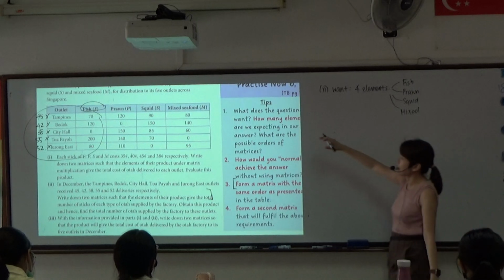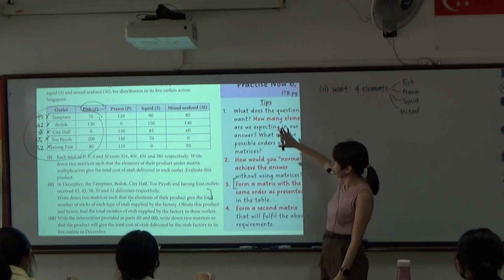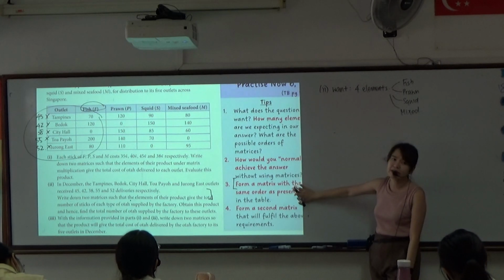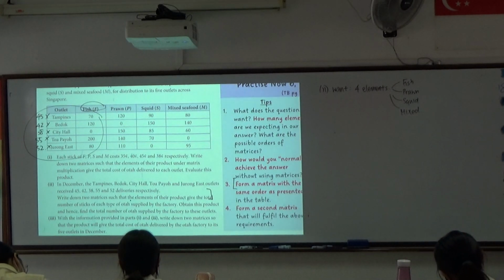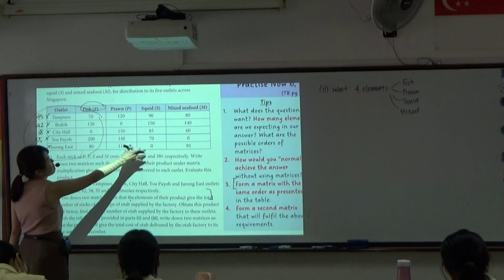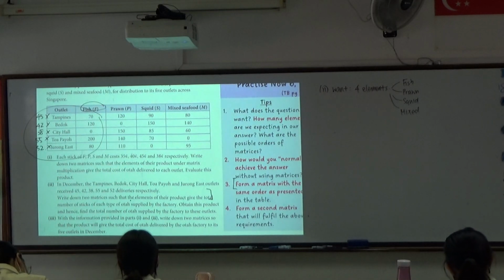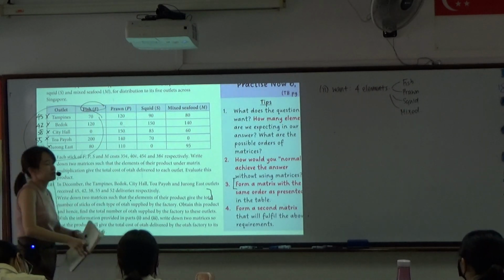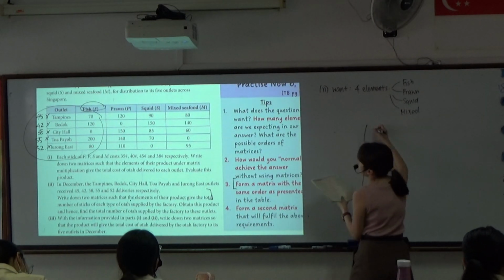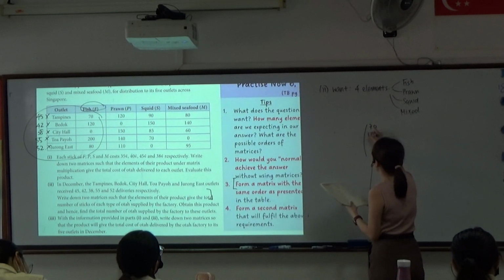So I've done the thinking of question 1. Question 2, I've also thought about how it is normally done already. Now it is about forming the matrix itself. So you see that our part 2 question, we cannot run away from the information presented in this table. That means that I will definitely need my information found in the table. So I'll keep to that same order.